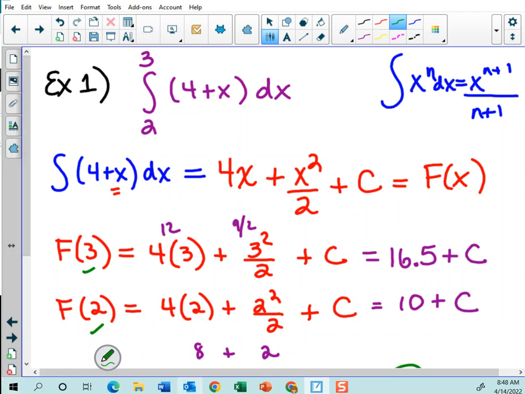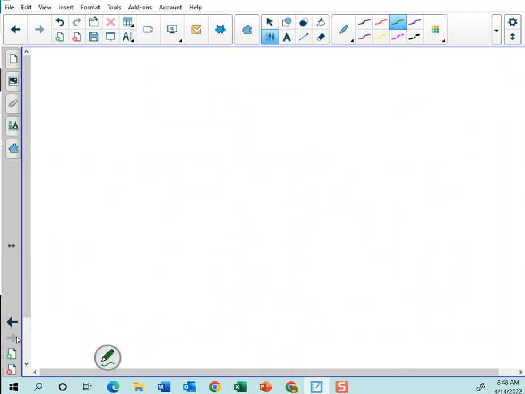So let's go ahead and try a second one. I want you to try this one a little bit more on your own. We're going to integrate from 1 to 3, and we're going to do the area under 6x squared dx. All right, so see if you can use the fundamental theorem to calculate that area.